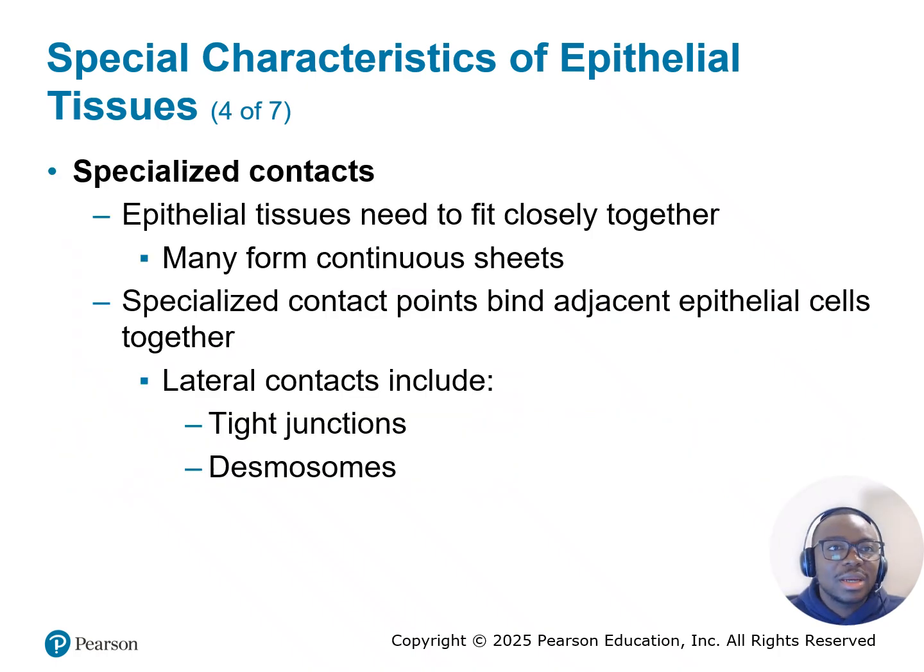The next characteristic is specialized contacts. Except for glandular epithelium, epithelial cells fit closely together to form continuous sheets. The sides of adjacent cells are tied together by tight junctions and desmosomes. Recall from chapter 3 that tight junctions prevent substances from leaking through spaces between cells, while desmosomes keep cells from pulling apart.